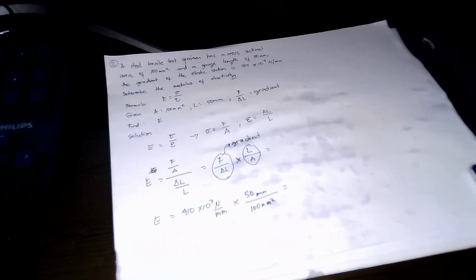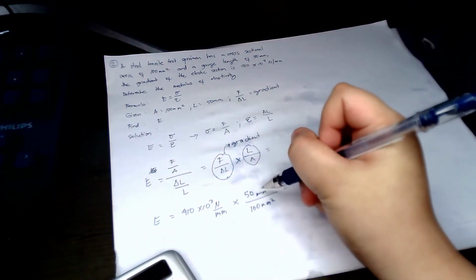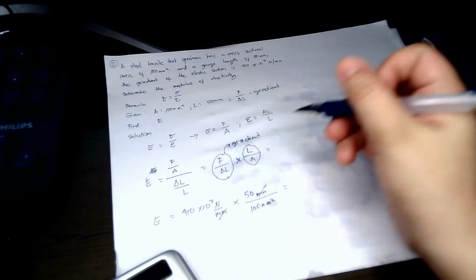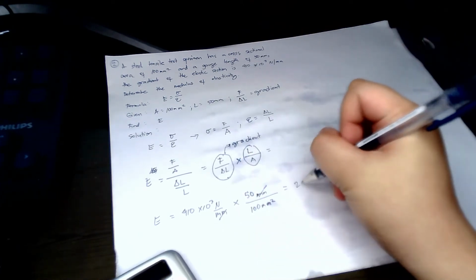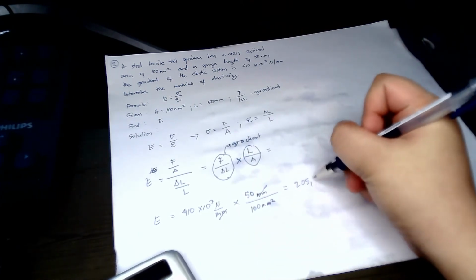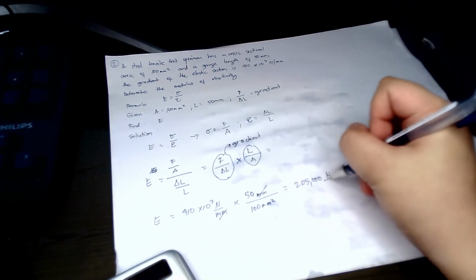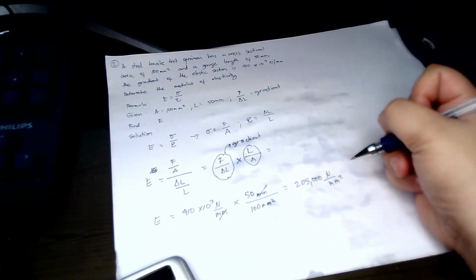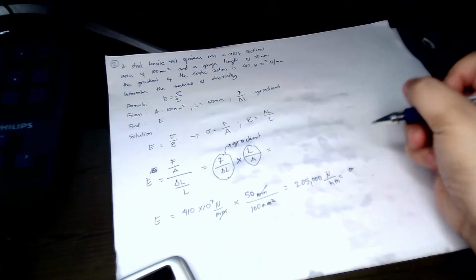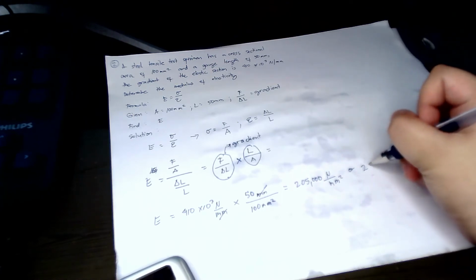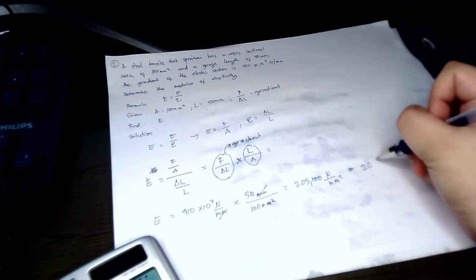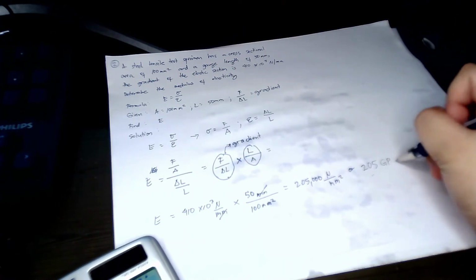410 times 10 to the third divided by 100. So that is equal to, so we can cancel it, right? So that is equal to 205,000 Newton per mm squared. Or that is simply equal to 205 gigapascal.